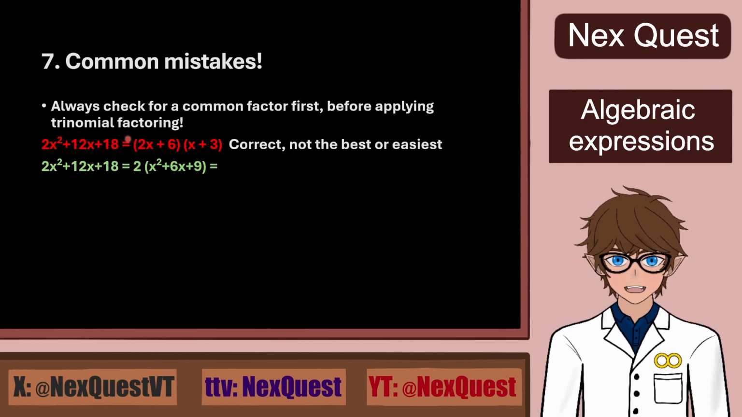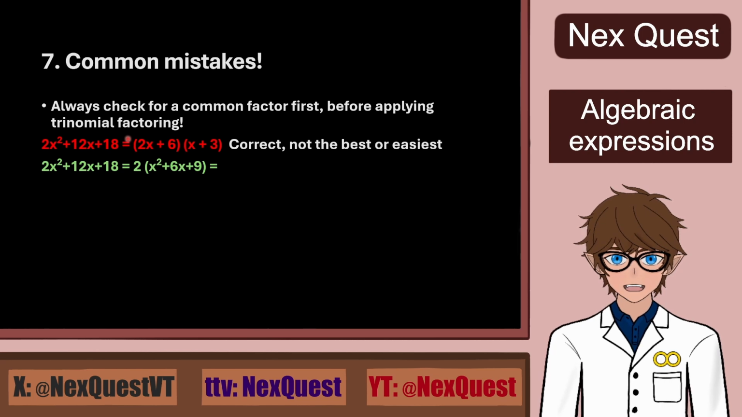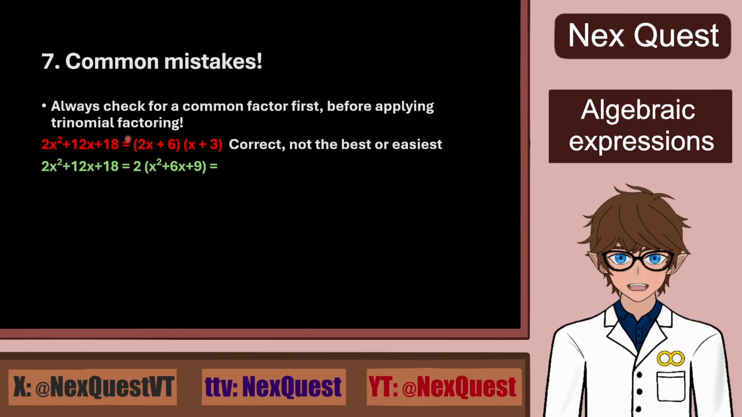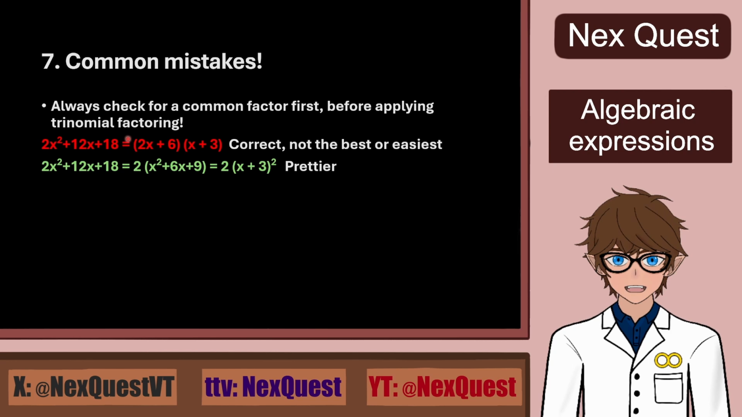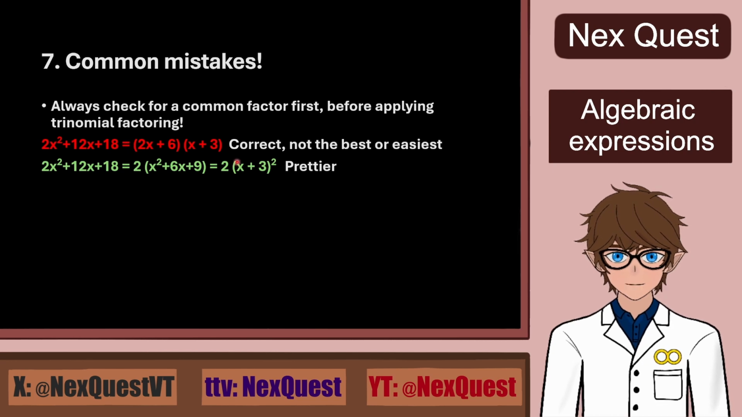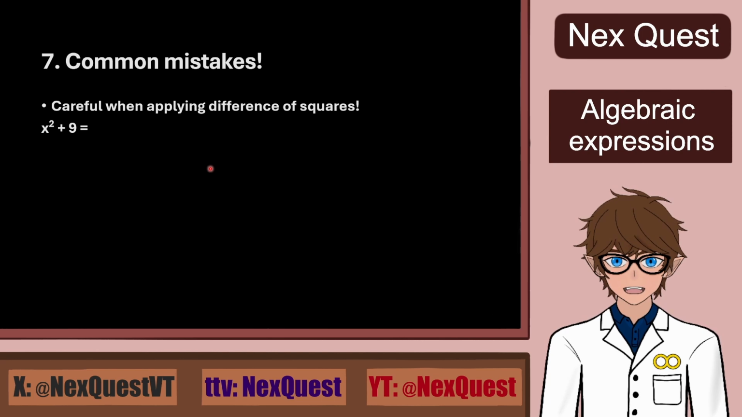First off, we would take out 2 as a factor, and what is left is just a simple form, which gives a simpler expression, which is x squared plus 6x plus 9, and we can just factor that into (x plus 3) squared, which gives us a very pretty result. That's just absolutely wonderful. On to the next sin and mistake.